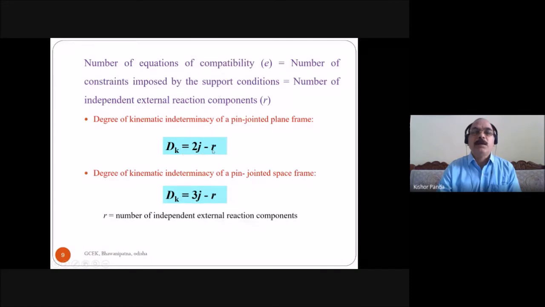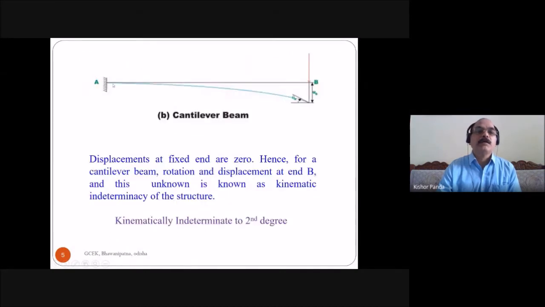Dk is equal to 2j minus r, and for a space frame, the degree of kinematic indeterminacy, you can write Dk is equal to 3j minus r, because r is the number of external reaction components, equal to the number of compatibility equations, equal to the number of constraints imposed by the support condition. In this example, because there are three reaction components, no displacement takes place. So these three reactions are the constraints against the displacement. That's why these three are the compatibility equations.